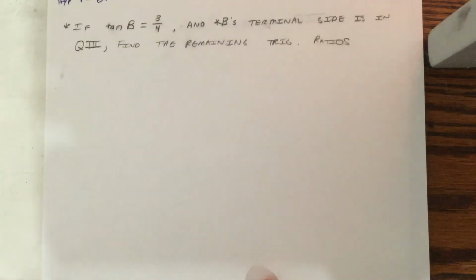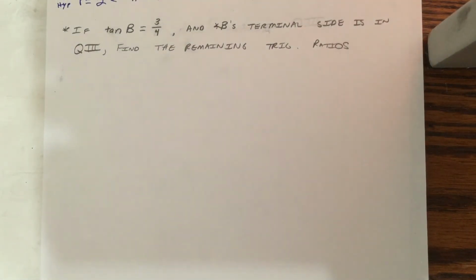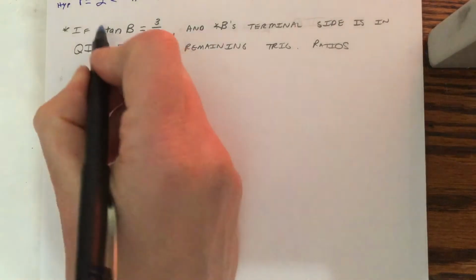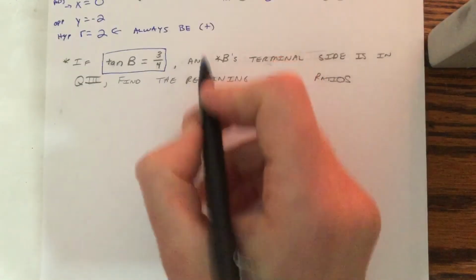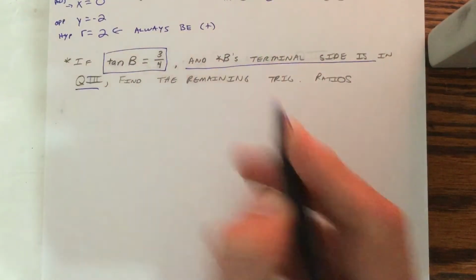Okay. Now getting back to one where we would have a point that is not on the x or y axis. So we are told in this case that the tangent of b is equivalent to 3 over 4, and the terminal side is in quadrant 3.